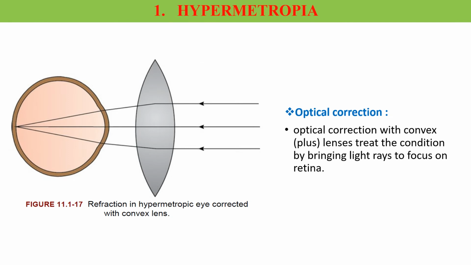The basic principle of treatment of hypermetropia is optical correction by using a positive power convex lens that will bring all the rays to focus exactly on the retina.